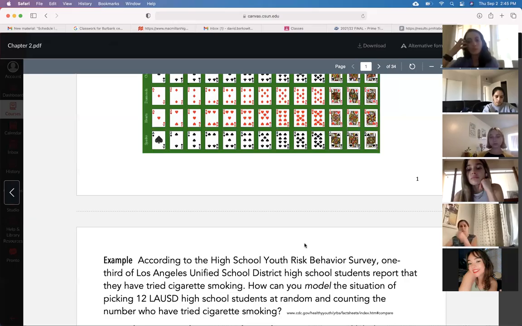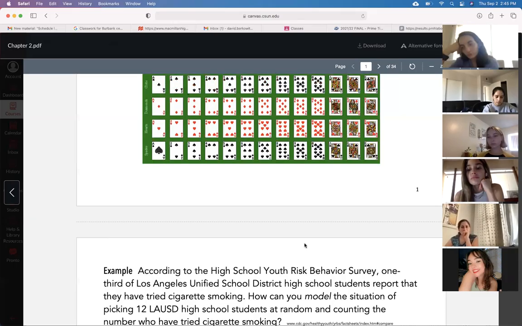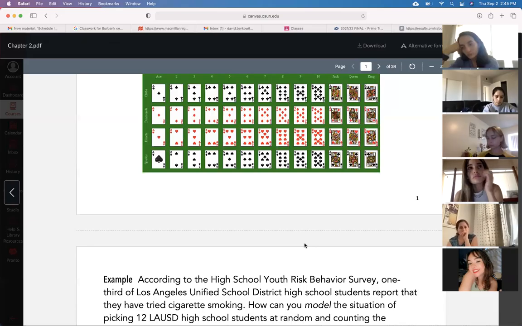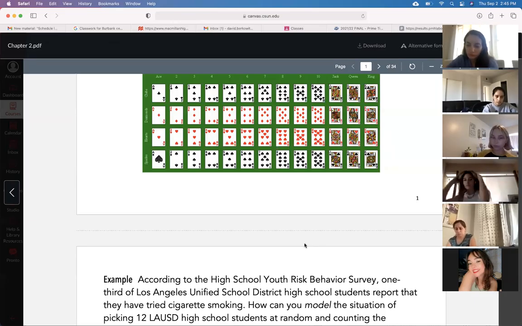Can you also model it by making all face cards, like just separating all face cards and making a single suit representative of kids who smoke? If you separated the face cards, so you have 12 face cards, correct? Yeah, and then I say that all hearts represent smokers, and then I draw 3 cards. Well, if you represent all hearts, first of all, that's 1 in 4, is it not? It is, okay, yeah.